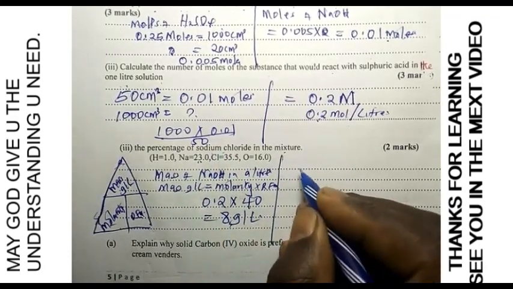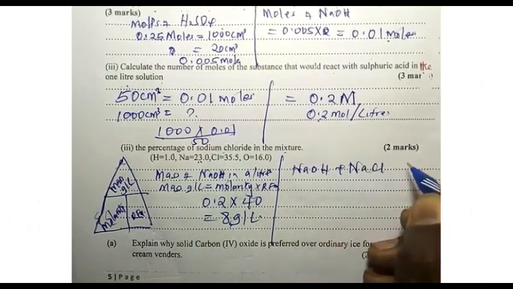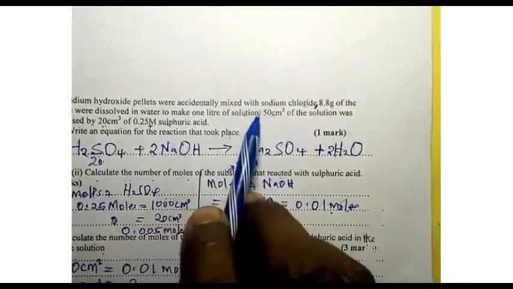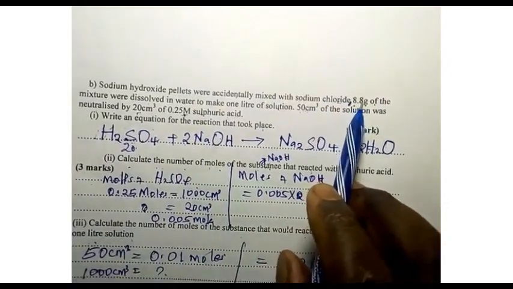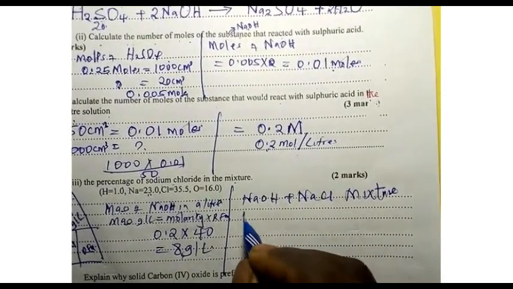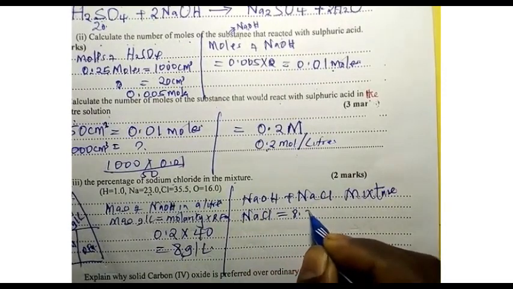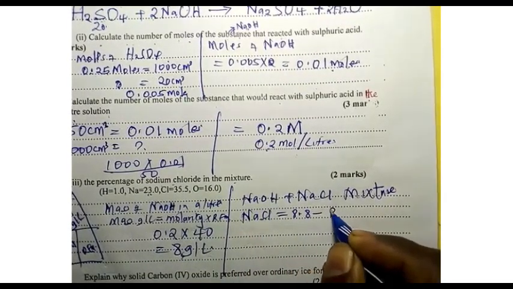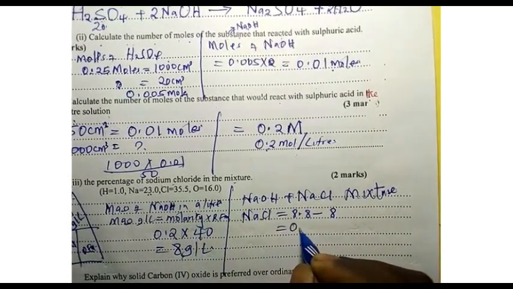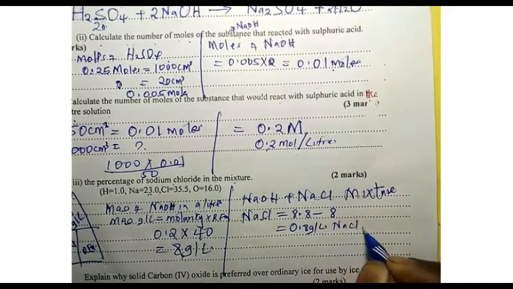But the mixture, sodium hydroxide plus sodium chloride, contains 8.8 grams. So it means that sodium chloride contains the rest. The mass of sodium chloride will be 8.8, the total, subtract 8 for sodium hydroxide in 1 liter itself. So this one will give us 0.8 grams per liter of sodium chloride.